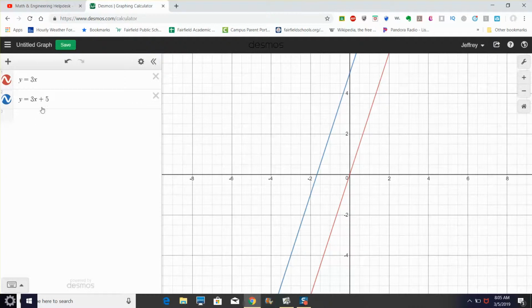So 3x plus 5 and 3x, they're related. They are similar lines, except this line here travels through a different point on the y-axis and also a different point on the x-axis, but we won't worry about that right now. However, notice that 3x is a proportional relationship, and 3x plus 5 is a linear relationship, okay?